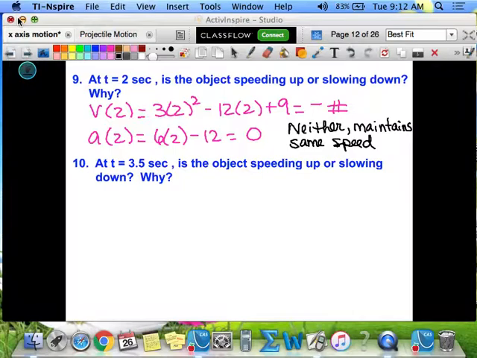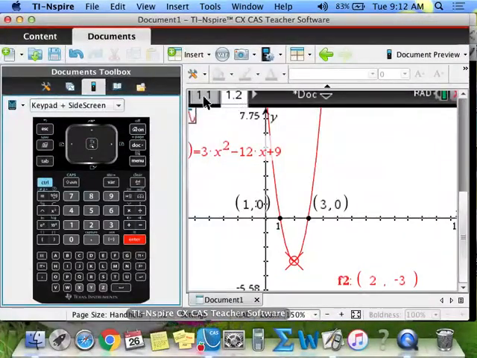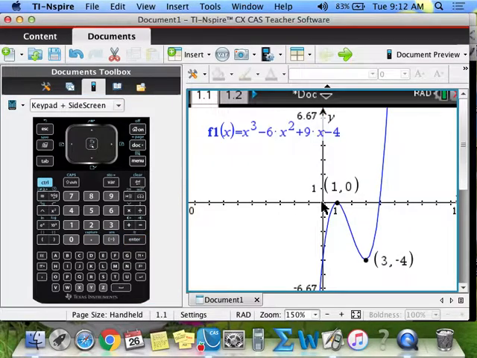Okay, think about this. Position function means where it's at. We knew when we plugged stuff in that at 0 it was at -4. The position tells me where it is. So at 0, it was -4. At 1, it was back at the origin. At 3, it was at -4 again. That's where it is on the x-axis.